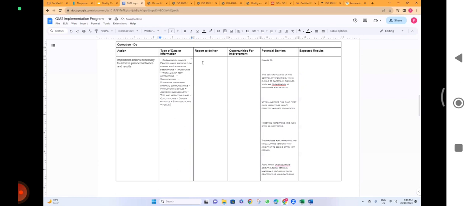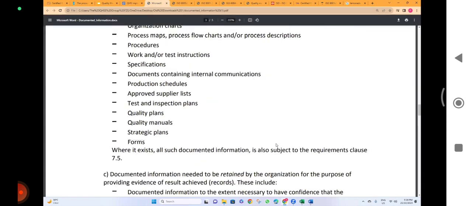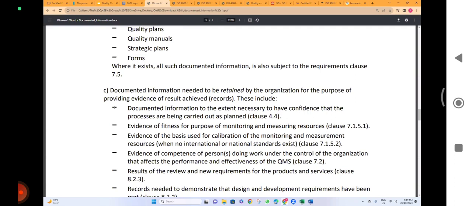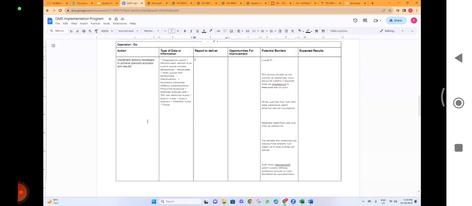And then what report is going to be delivered? Here you come over here and you can see documented information needed to be retained by the organization for the purpose of providing evidence of the results achieved. Which results here? Basically we are looking at the results of your inputs, the results of the activities, outputs, and then the receivers' outputs. These are the documents that you have here.